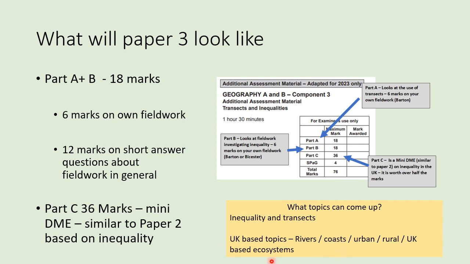Now, what sort of topics can come up? Only questions that are about the UK, so you have no global cities or anything like that. Things like rivers in the UK, coasts in the UK, urban areas in the UK, rural areas in the UK, things like shopping perhaps. Could be leisure use, could be UK-based ecosystems, but it won't be tropical rainforests, global cities, or semi-arid grasslands. It has to be a UK-based case study. Okay, so that's how the exam is going to be structured.